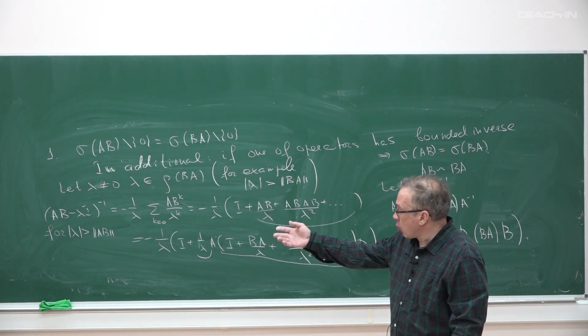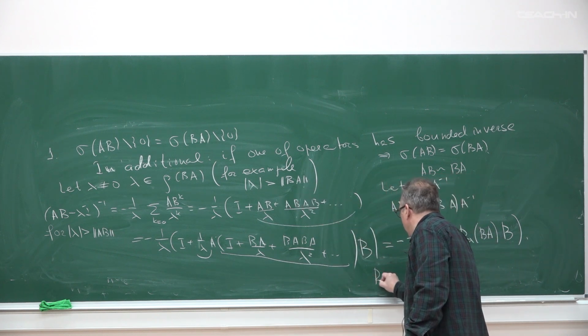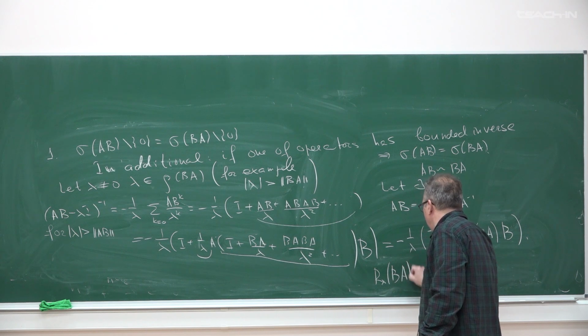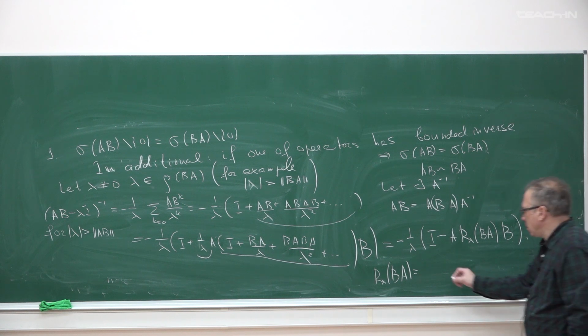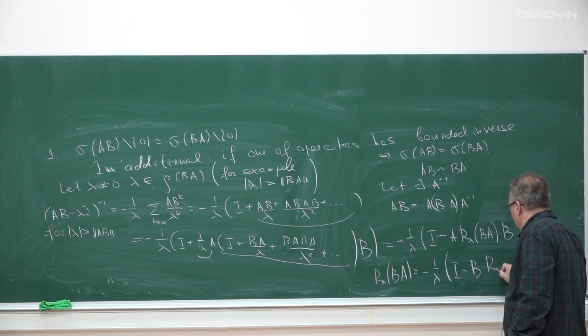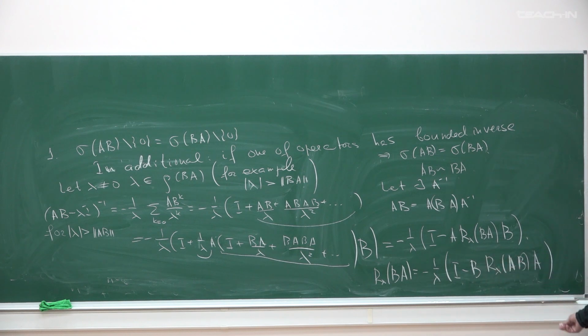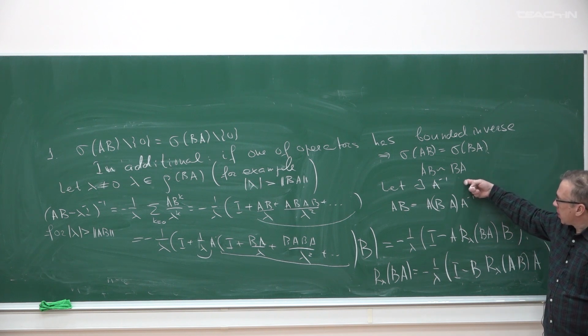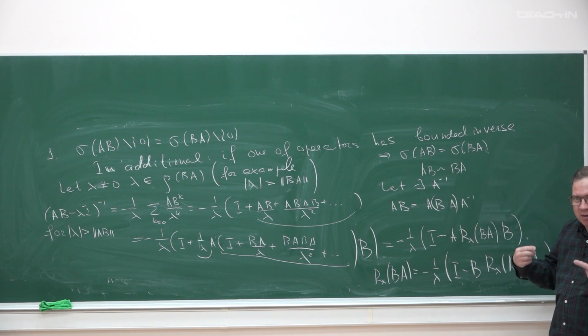And of course, you can begin from the other side. What can you say about the resolvent of BA in the following formula: minus 1 over lambda, I minus B, resolvent of AB, A, changing A and B by places. That's all. And you can see that if one operator is invertible, then this operator makes them similar.